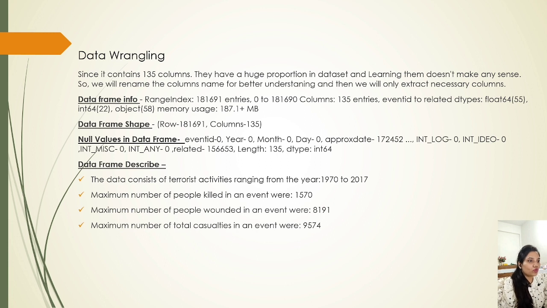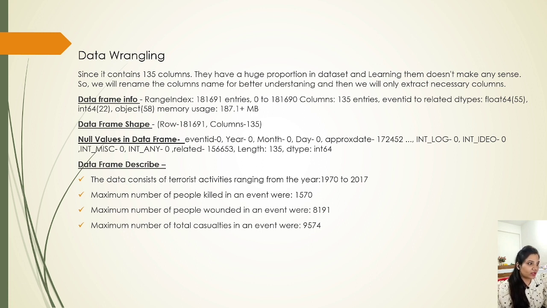The data frame shape is rows 181691 and columns 135. Null values in the data frame: eventid 0, year 0, month 0, day 0, approxdate 172452, extended 0, and so on, related 156653, length is 135, dtype int64.